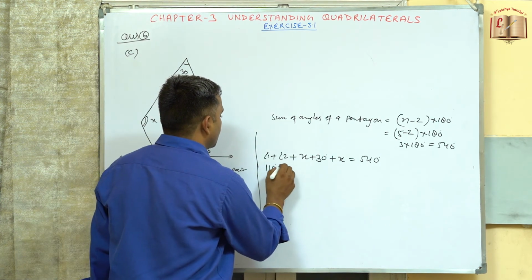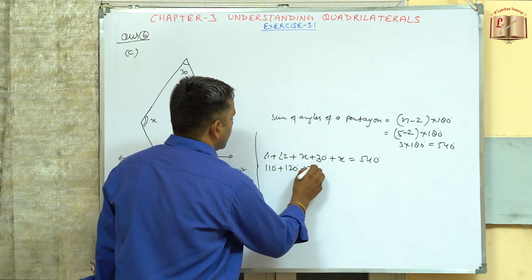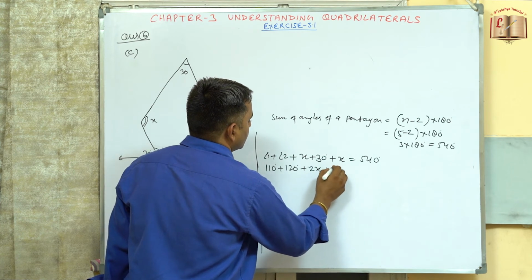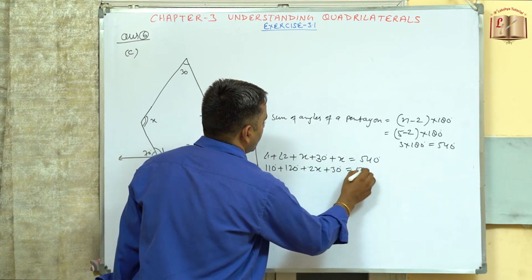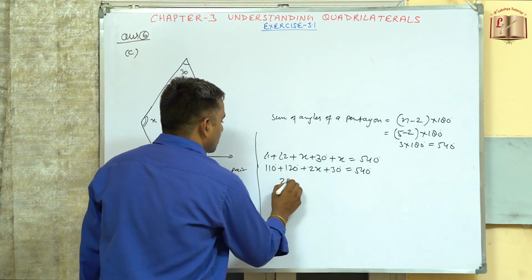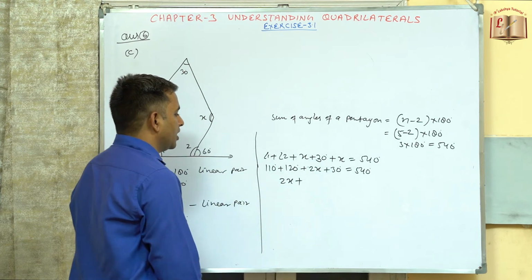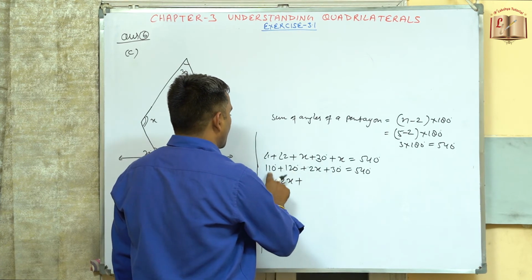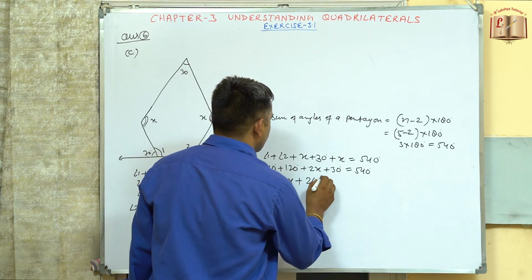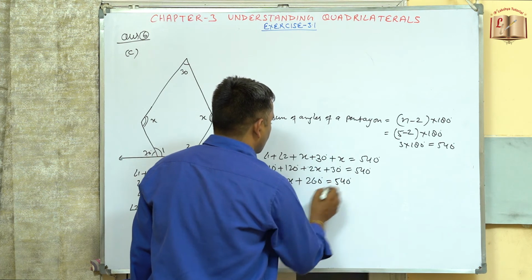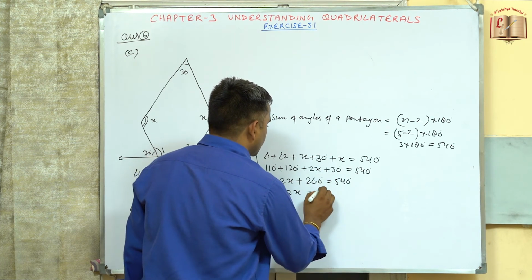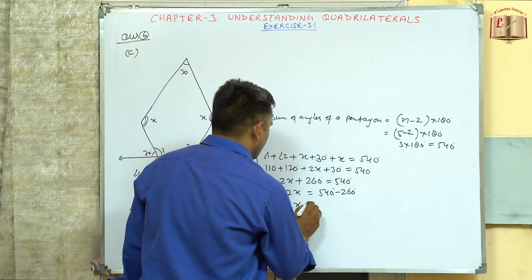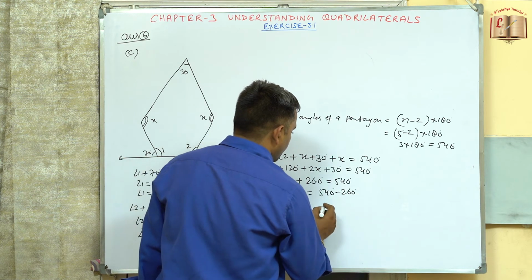So 110 plus 120 plus x, that is 2x plus 30, will be equal to 540. So 2x plus, now we will add up all this. So this is now 150 and this is 260, equals 540. So 2x will be equal to 540 minus 260. So 2x will be equal to, now we will subtract this.